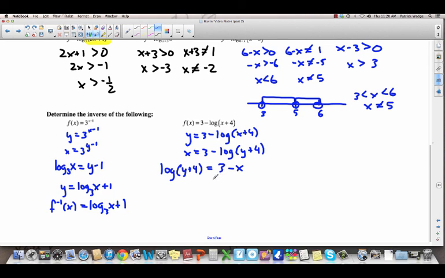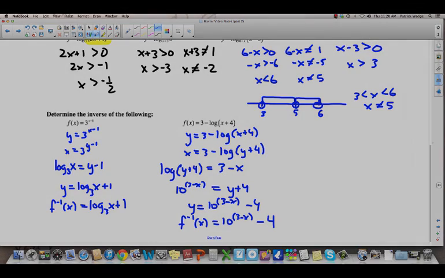So now we can change this into exponential form. What's the base of this logarithm? I don't see a base. That means it's a common logarithm with a base of 10 raised to the exponent 3 minus x equals the argument y plus 4. Got to get that y by itself, so let's make it y equals 10 to the 3 minus x. Bring the 4 over, it becomes minus 4. Last step, change the y into inverse f of x equals 10 to the 3 minus x minus 4. And we are done. Hope you're enjoying logarithms. We got quite a few more days of them to go.